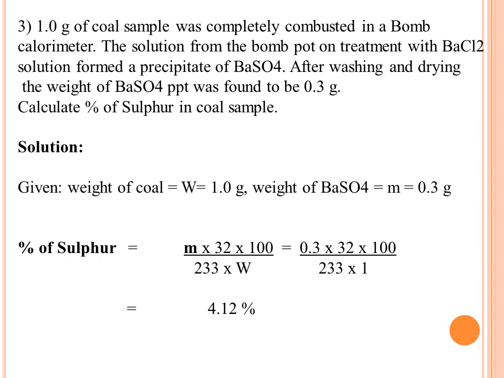Now what is the formula for percentage of sulfur? It is 32 upon 233 into weight of barium sulfate formed divided by weight of coal into 100. So put the values, and you will get the sulfur percentage. Again the sulfur percentage should be low. From that value also you can verify whether your answer is correct or wrong.